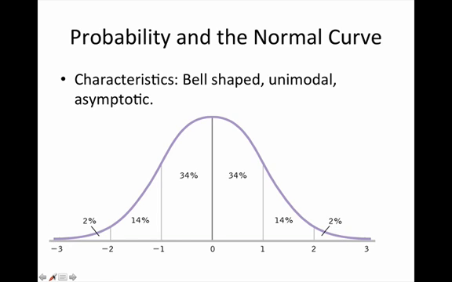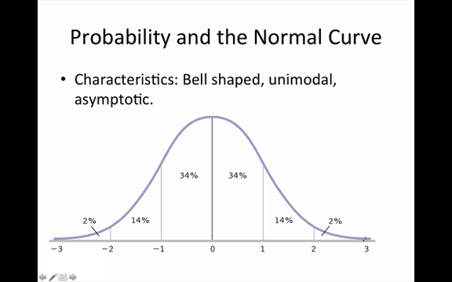So first, let's just talk about what this curve tells us. This is the normal curve here, and we have the mean at 0. Characteristics of the normal curve are that it's bell-shaped, unimodal, and asymptotic, which means that this little tail here never actually gets to the axis. It keeps extending out into quite a long period of time.